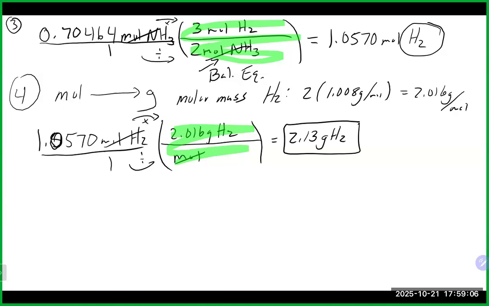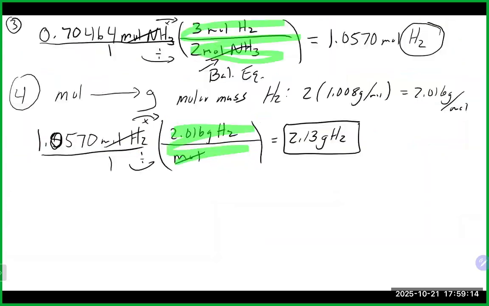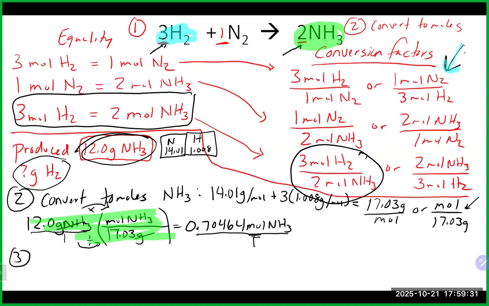What does this number mean? This number means that based on the 12 grams of NH3 that we got out in this reaction, we would have had to put in there 2.13 grams of H2 to produce that 12 grams. We also could have, at this point, for example, since we do know the moles of our H2, if we want to also figure out how much N2 we would have to put in there, we could do a mole-to-mole relationship between those two and figure out how much of the N2 we would want to put in there as well. Any questions on that?